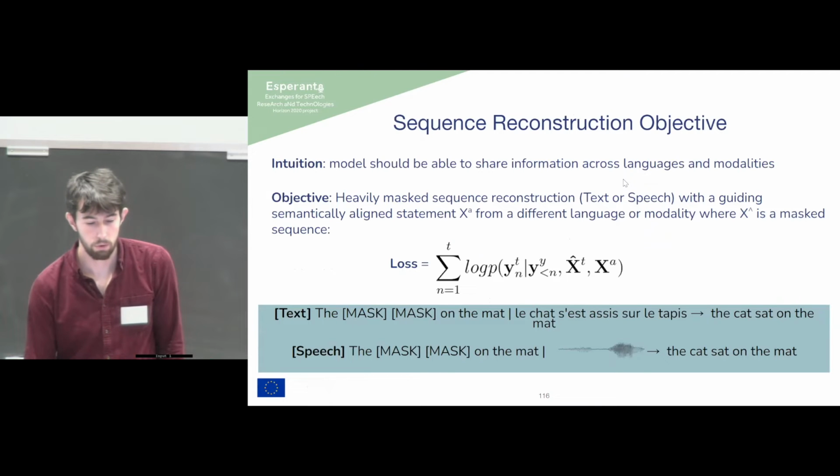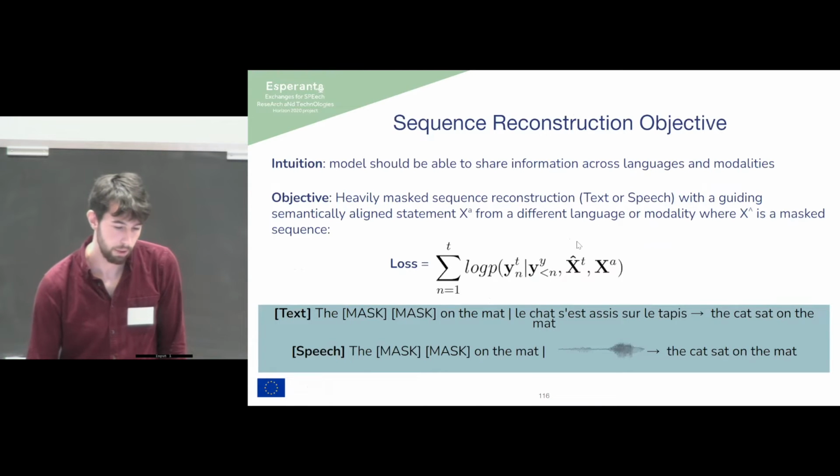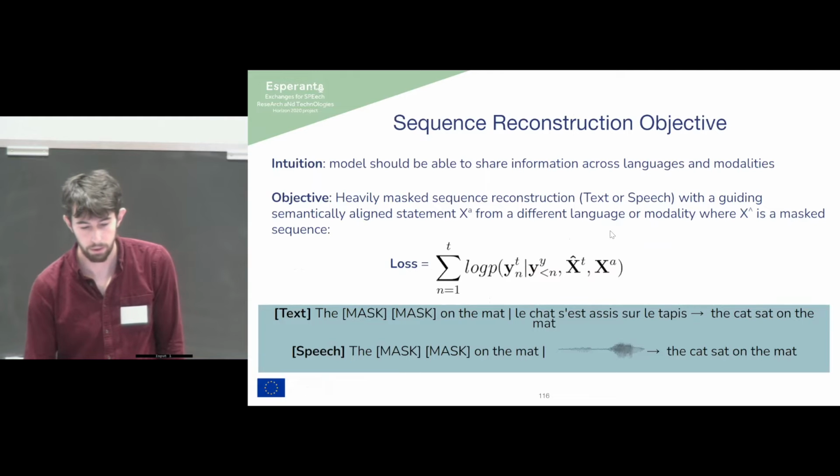The sequence reconstruction objective is very similar to masked language modeling or the HuBERT classification objective. We simply mask more heavily and then introduce a semantically aligned utterance from either text or speech in a different language. In this example, we have "the cat sat on the mat", but we've masked "cat" and "sat", so the model cannot possibly guess what should be there, but if it can understand the French, it can see that it should be "cat" and "sat". We also have an example where this supporting statement might be a waveform. So the model has to really attend to multiple modalities and multiple languages in order to reconstruct the sequence.